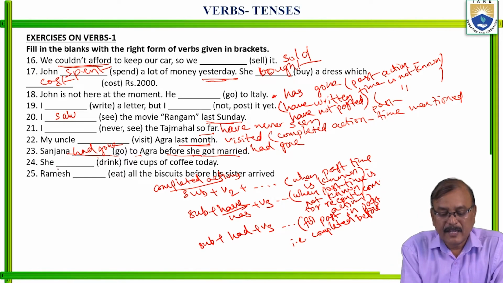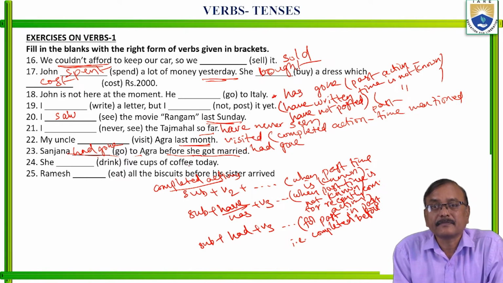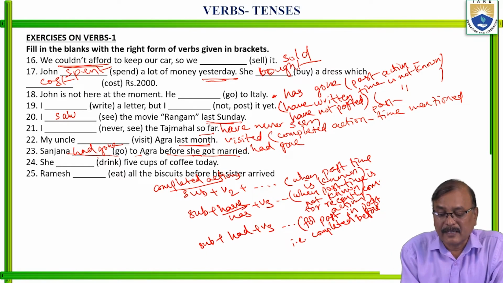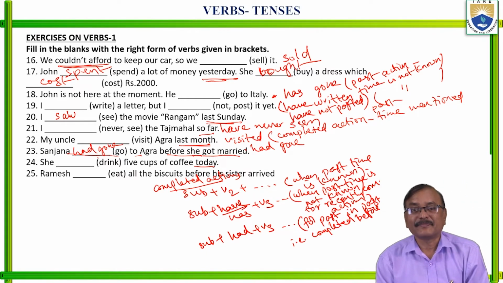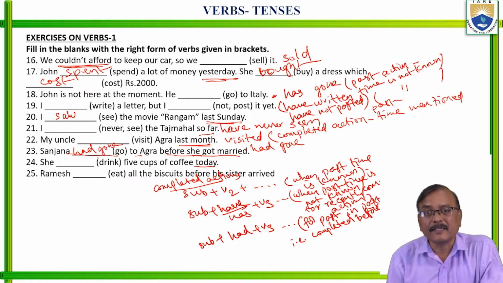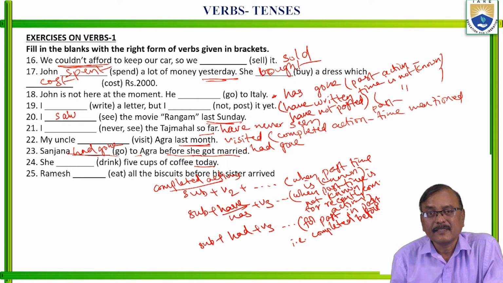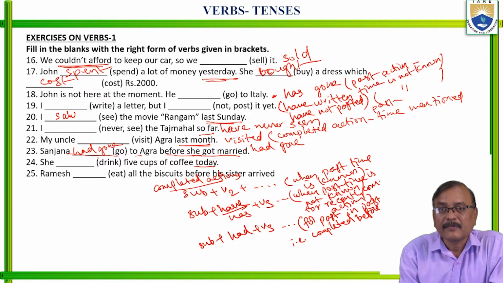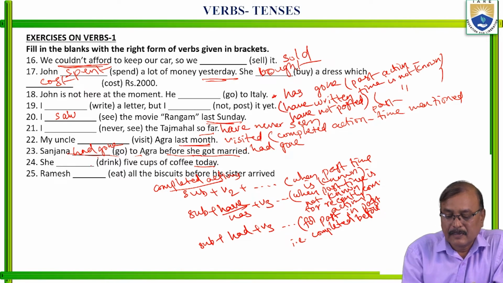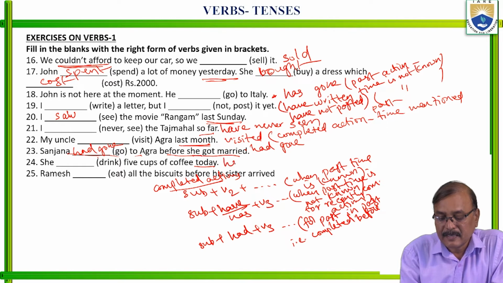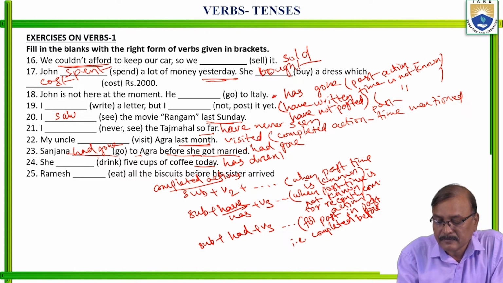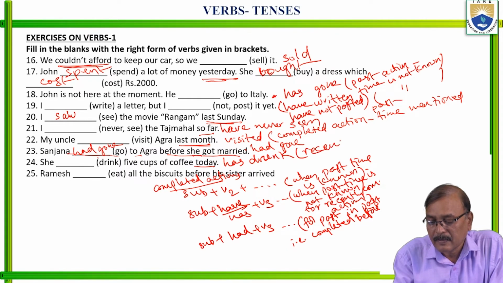Next, she dash drink 5 cups of coffee today. Today here, remember, today means not completed. Recent. Don't say it is past. It is recent. Today, this week, this month. Okay, this is recent past. For recent past actions, use present perfect. She has drunk. Okay, she has drunk. So it is recent past and completed.